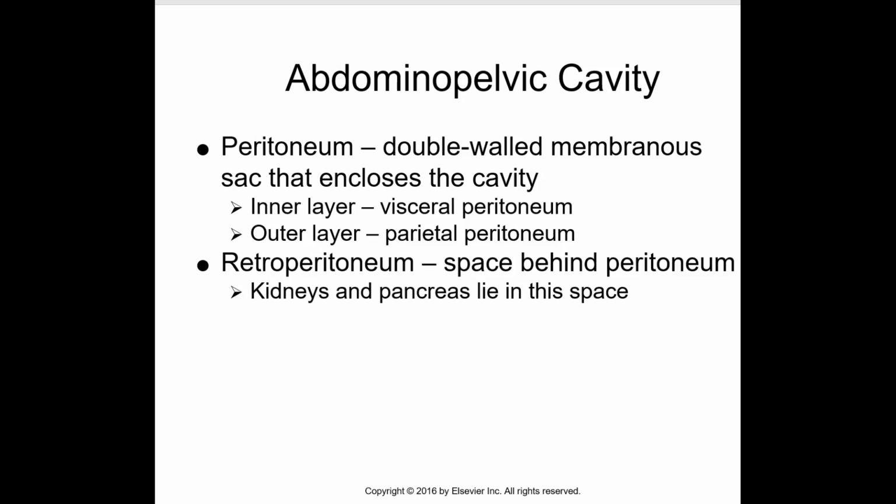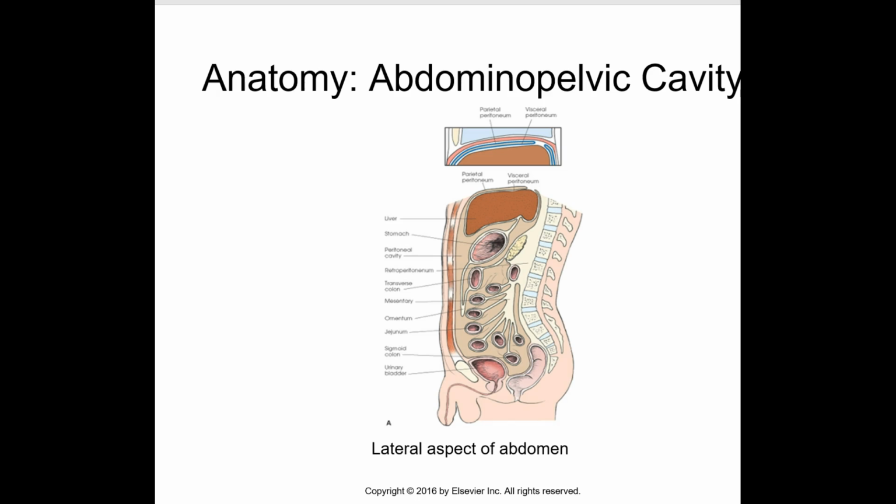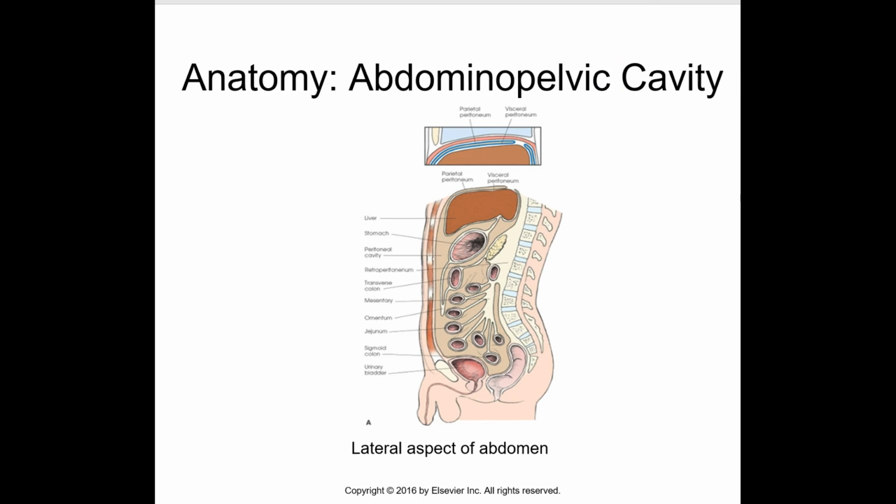The abdominopelvic cavity consists of the peritoneum, which is a double-walled membranous sac that encloses the cavity. It has the inner layer, which is the visceral peritoneum, and the outer layer, which is the parietal peritoneum. The retroperitoneum is a space behind the peritoneum, and the kidneys and pancreas lie in this space. And here's a diagram of the lateral view of the abdominopelvic cavity.